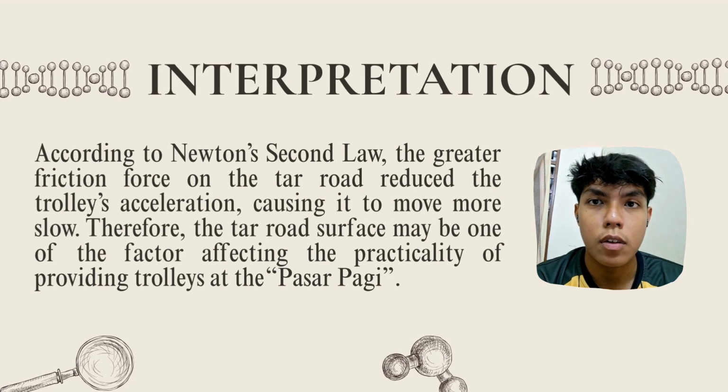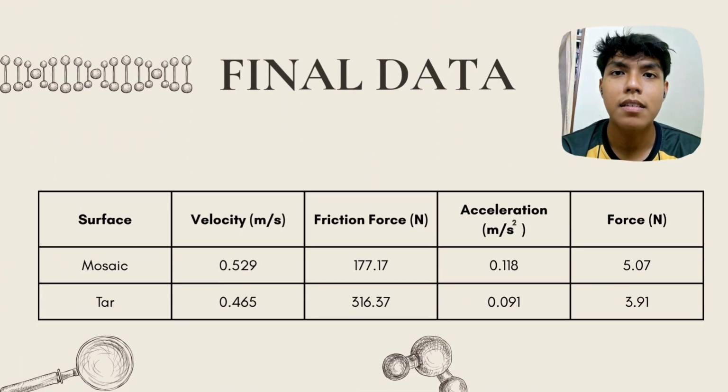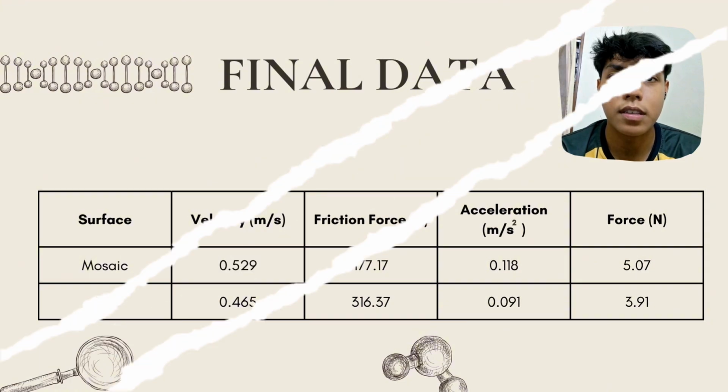According to Newton's second law, the greater friction force on the tar road reduces the trolley's acceleration, causing it to move more slowly. Therefore, the tar road surface may be one of the factors affecting the practicality of providing trolleys at the Pasar Pagi. This table summarizes all the results obtained from the experiment. As we can see from the results, the tar road surface produced the highest friction force and the lowest acceleration. Therefore, the trolley moves slowly on the tar road compared to the mosaic surface.